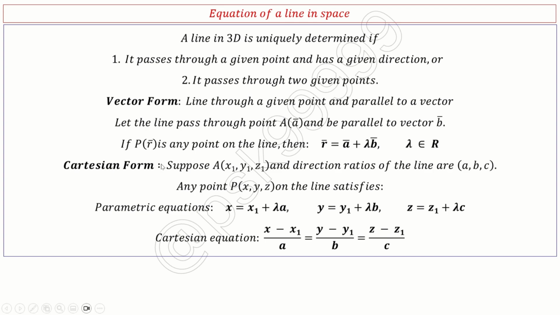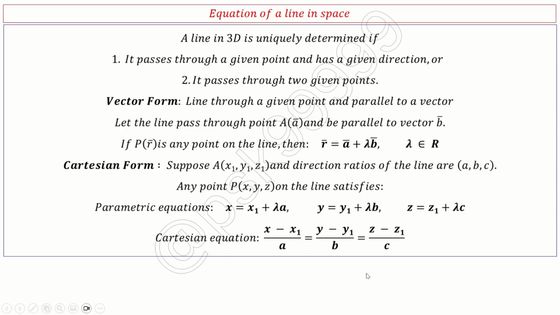Now in Cartesian form, suppose x1, y1, z1 is the point and the direction ratios are a, b, c for b bar. Then the parametric equations are x equal to x1 plus lambda a, y equal to y1 plus lambda b, z equal to z1 plus lambda c. If I represent them removing lambda, it becomes (x minus x1) by a equal to (y minus y1) by b equal to (z minus z1) by c. This is equal to lambda, a constant. All three are constant. So this is the equation of a line in Cartesian form.